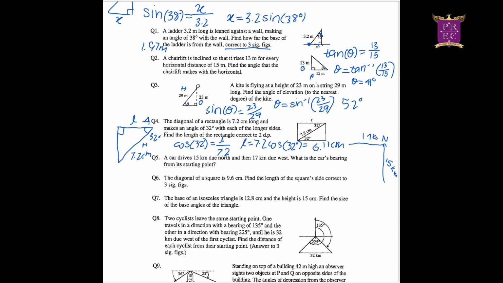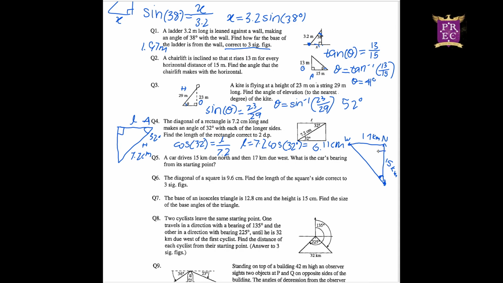Okay, that's 17 kilometers and that's west. They're asking us what the bearing is from its starting point. Alright, let's have a look. So this is our starting point, this little dot over here. Let's call that O. Actually, that's a bit confusing. Instead of O, we can just put a dot. Okay, that's our starting point. We need to find out what this angle is.